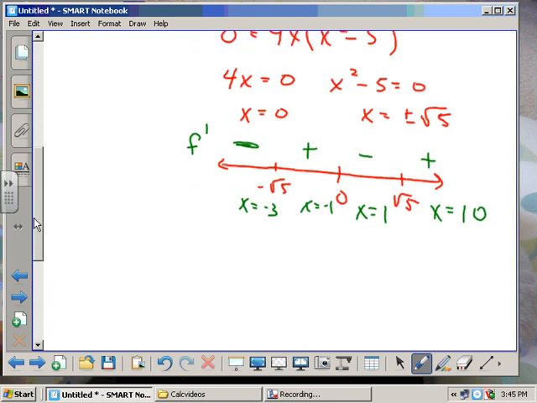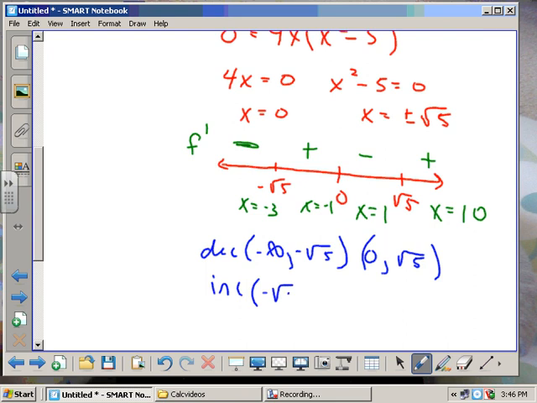Now, based on that chart, anytime that the first derivative is negative, I know that f has to be decreasing. So I have my decreasing interval from negative infinity to negative square root of 5, as well as from 0 to the square root of 5. I am increasing from negative square root of 5 to 0, and from the square root of 5 to infinity.